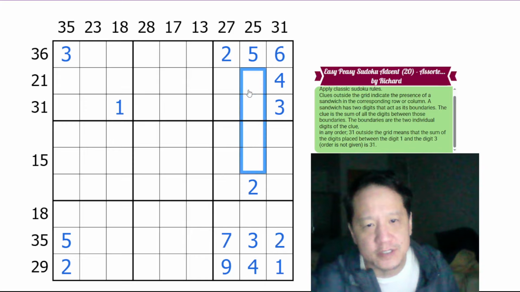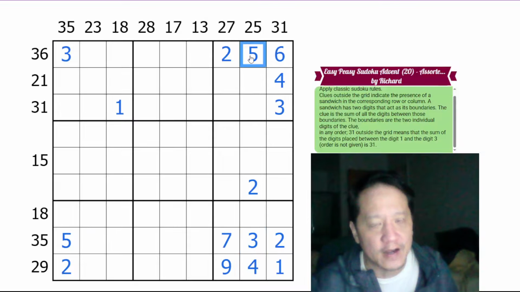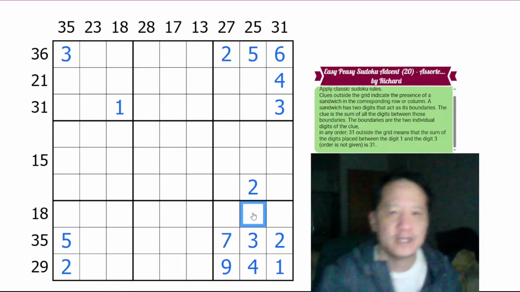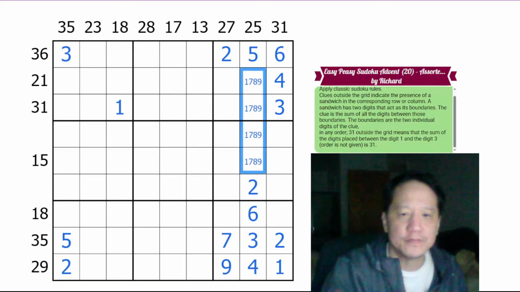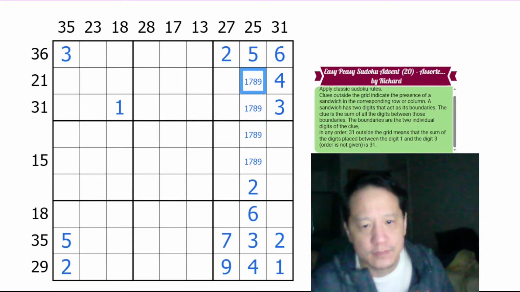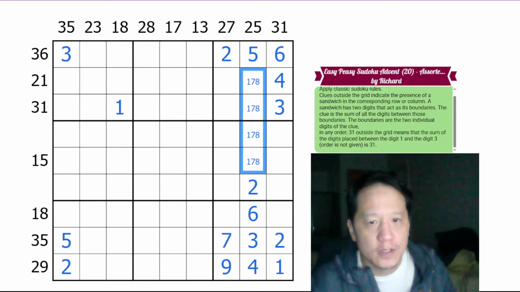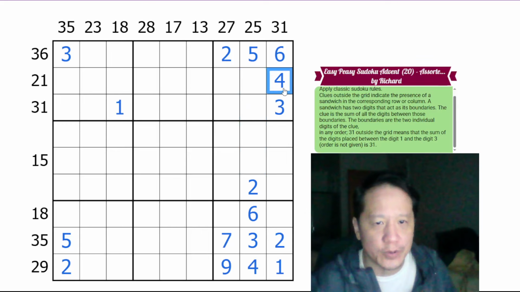So in between this is 25. We have 3 and 4 already outside. So 2, 3, 4, 5 adds up to 14. 45 minus 25 is 20. 20 minus 14 is a 6. So this is 6, and this becomes 1, 7, 8, 9. Let's just keep doing what we're doing. This is 6.